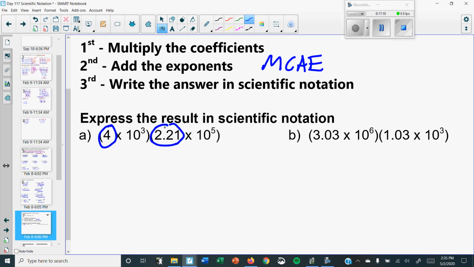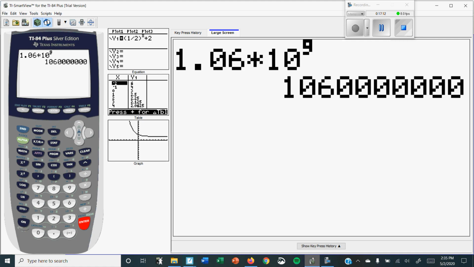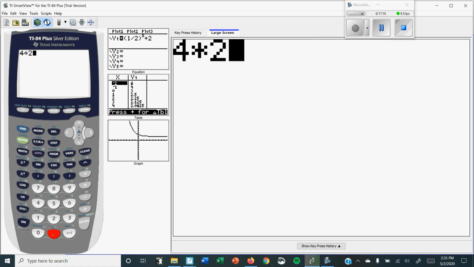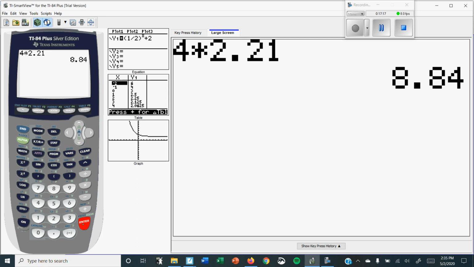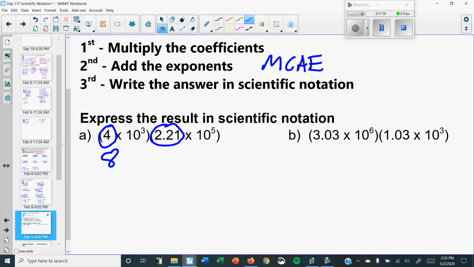4 times 2.21. So you're going to type that in first. 4 times 2.21. You get 8.84. 8.84 times 10 to the, and now just add the exponents, and you get 8. And there's your answer. Now, before you call that a final answer, you should always check, is this number between 1 and 10? Yes, so you did it right. If it's not between 1 and 10, that's when kids mess it up, and that's why I like the calculator personally. But we're not at the moment.